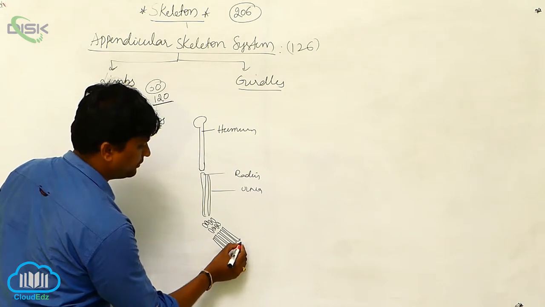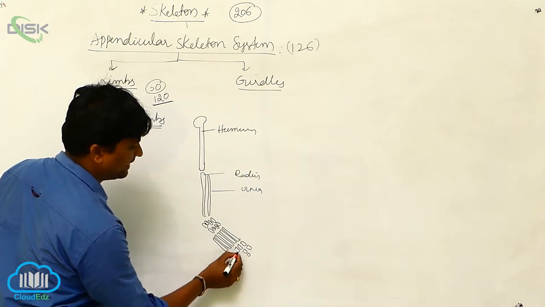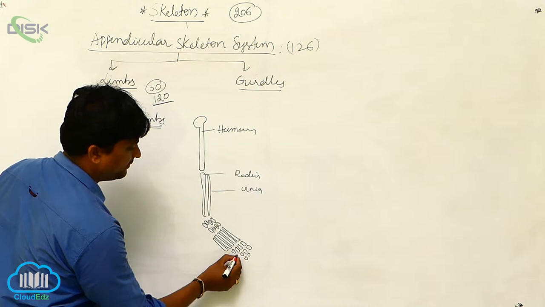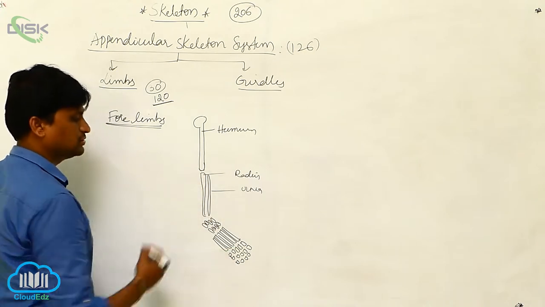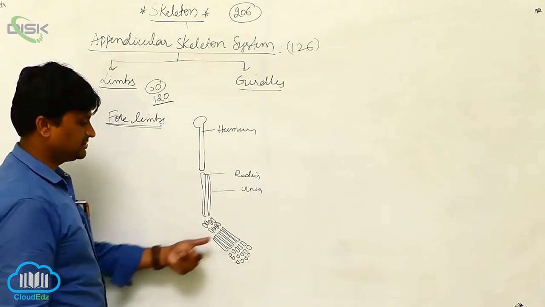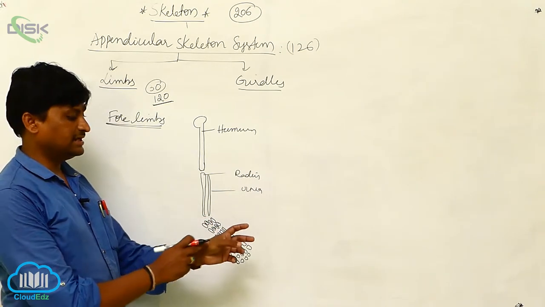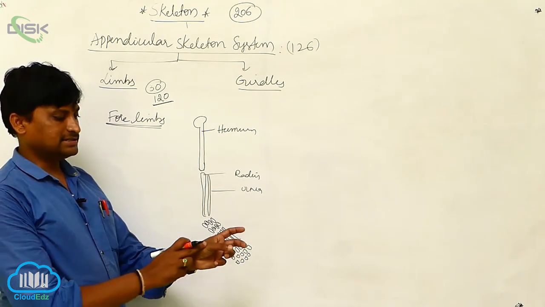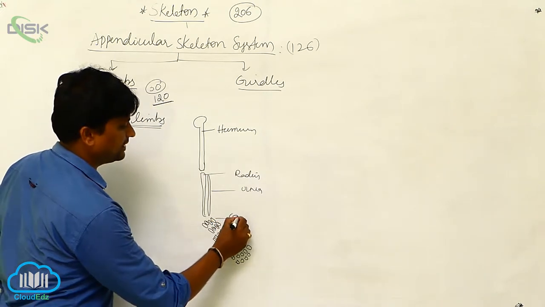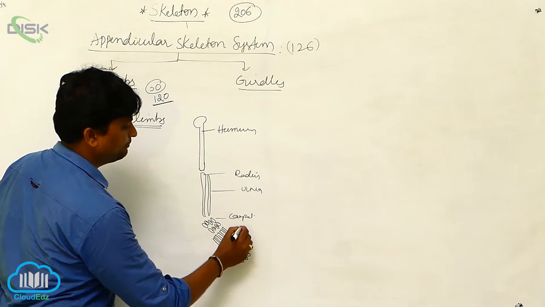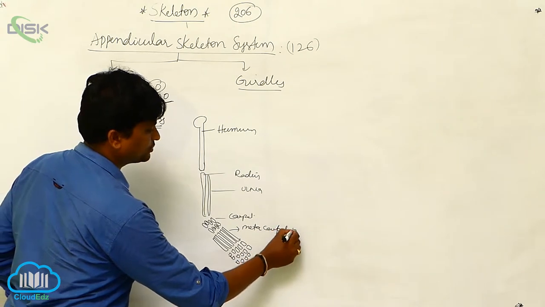Here the formation of phalanges: 14 phalanges will be there. The first is the thumb area, where two bones are articulated. Here we call it a metacarpal, and this leads to the carpal bones. The carpal bones number 8. The metacarpal bones number 5.